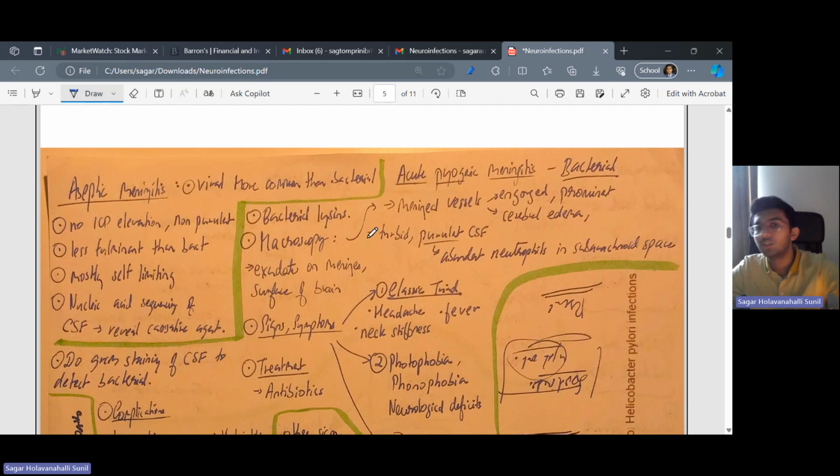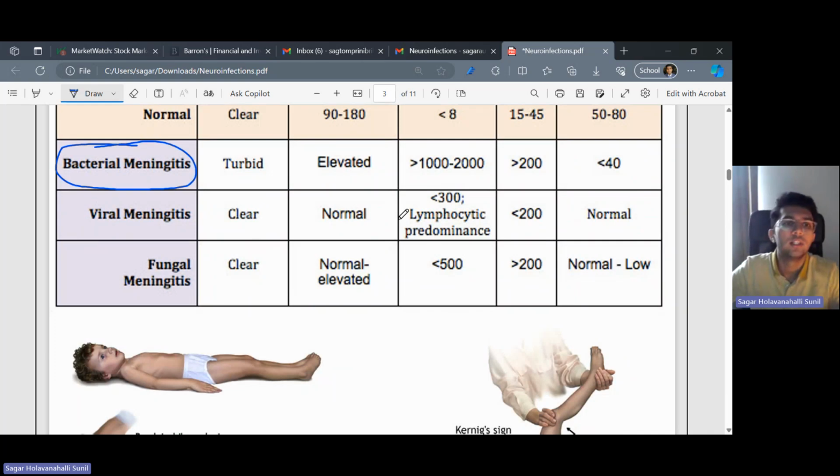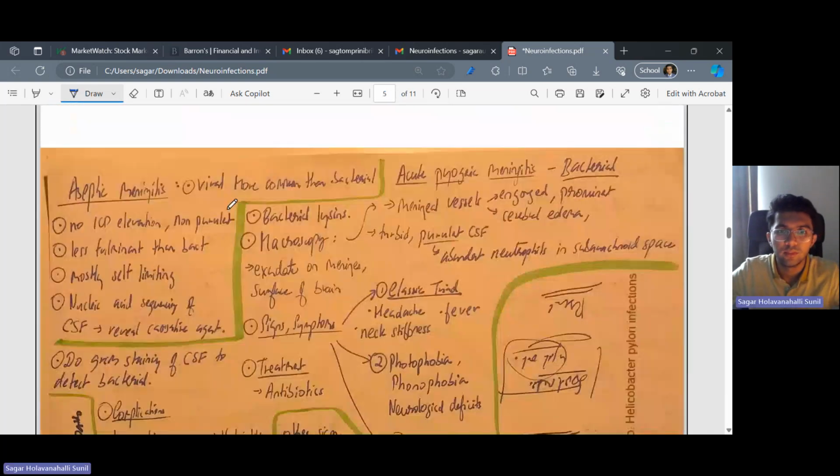Again, for this, also mention whatever is there in the table. All right, so in the table you have bacterial meningitis. So mention, sorry, I think it's a bit confusing for you guys now. Yeah, so mention whatever is there over here. Okay, now let's come to macroscopy.